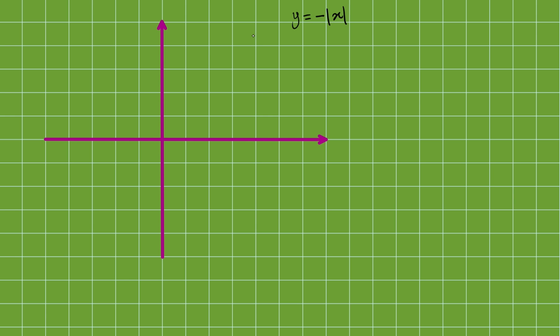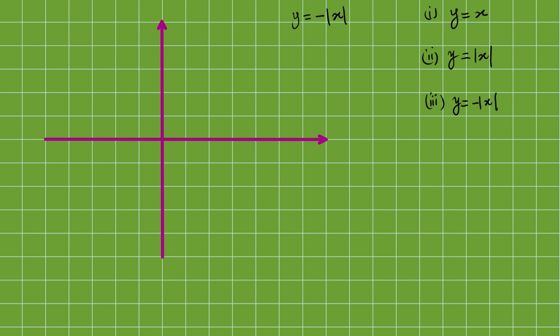In this case, we will be looking at modulus functions. However, we're looking at where the modulus carries a negative symbol. So we will just look at the steps in doing this. The first one is to sketch the line y equals x. The next one is to sketch y equals the modulus of x. The third one is to sketch y equals minus the modulus of x.